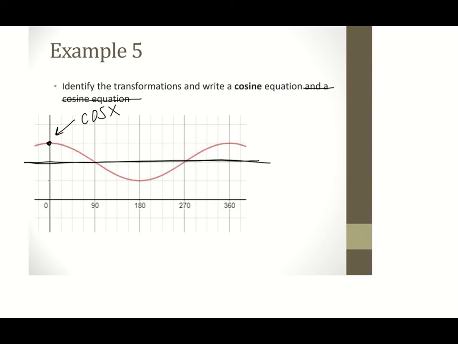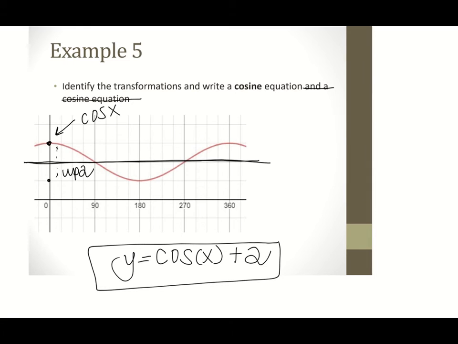So cosine normally starts right here. How much did I shift up? I went up 2. So my equation would be y equals no amplitude, so not multiplying by anything, just cosine of x plus 2. It's not always how much did it shift from 0, it's how much did it shift from its starting point. And it shifted up 2 from its starting point. If I look at this point here on the midline, it started at 0 and went up 2 as well. I can check every single point.